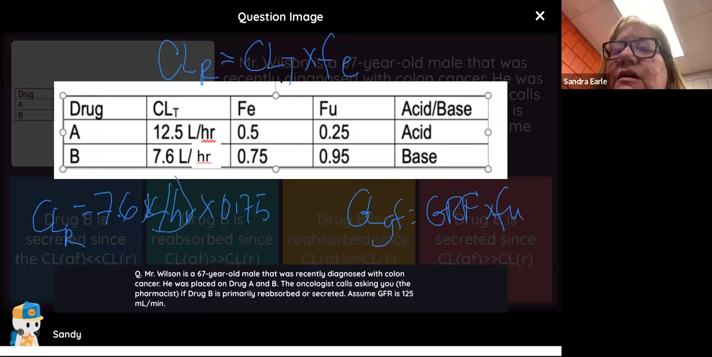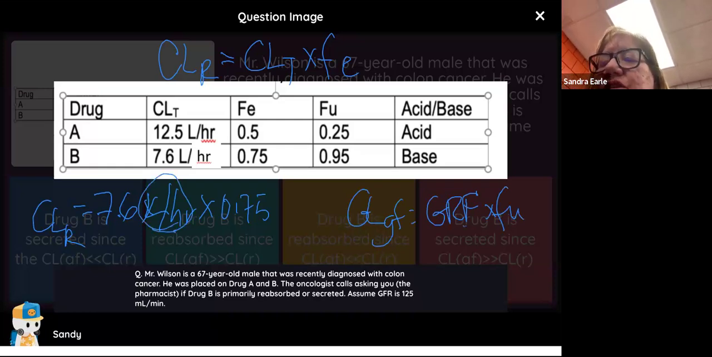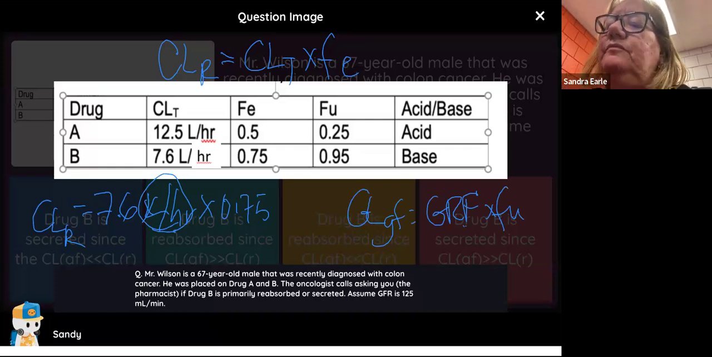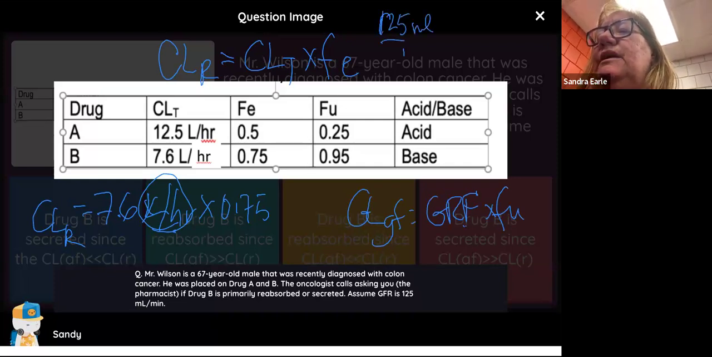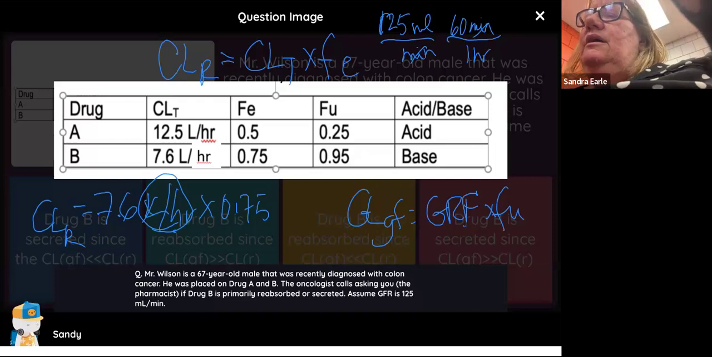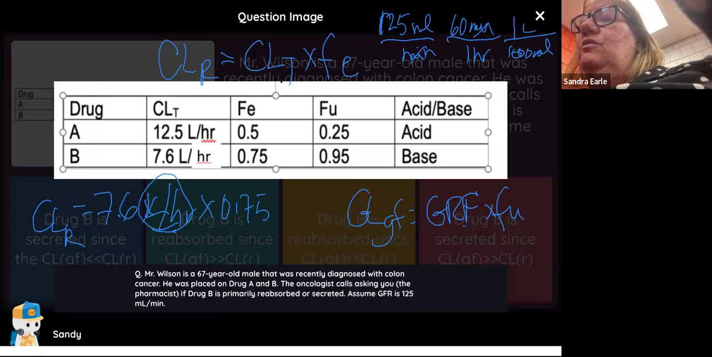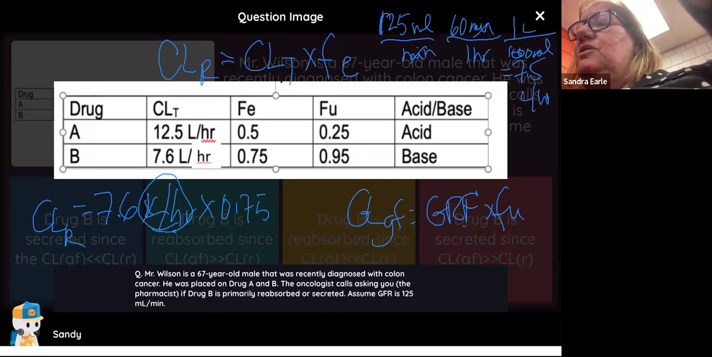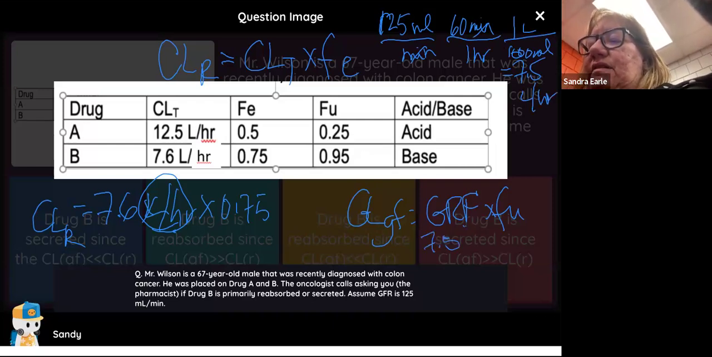So GFR, and we want to compare liters per hour to liters per hour. So what's GFR in liters per hour? Well, GFR I gave you is 125 milliliters per minute. And if we want to change that to liters per hour, we're going to say there's 60 minutes in 1 hour, so that gives us milliliters per hour. And then there's 1,000 milliliters in 1 liter. So that works out to be 7.5 liters per hour. So we're going to have 7.5 liters per hour times our fraction unbound, which is 0.95 in this case.